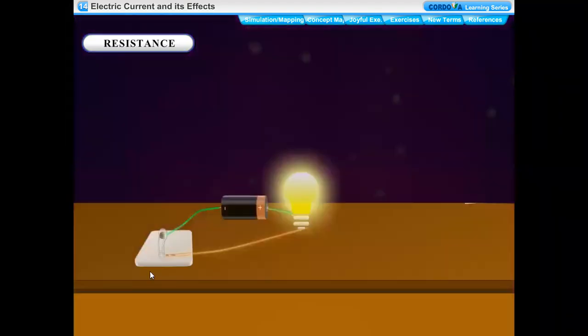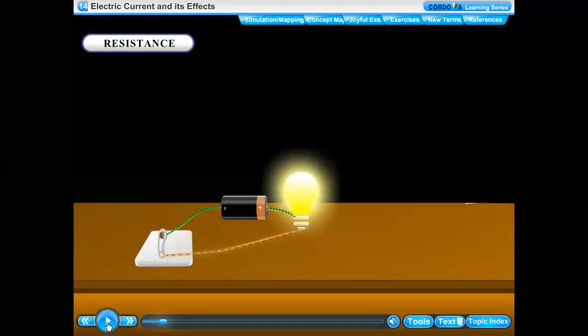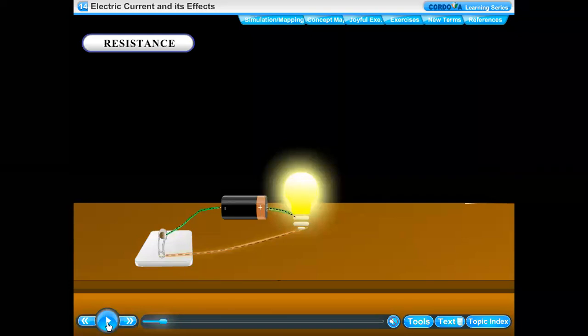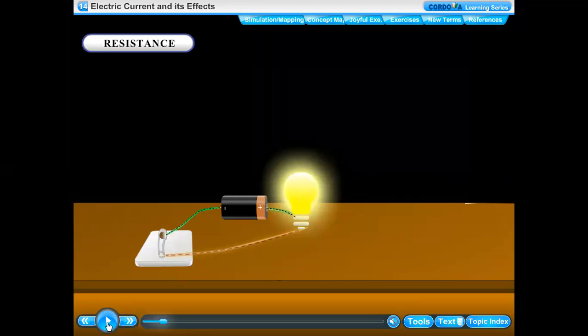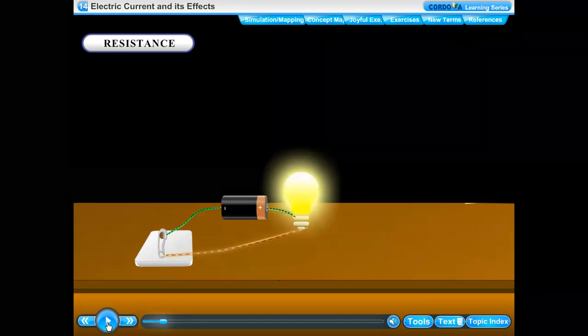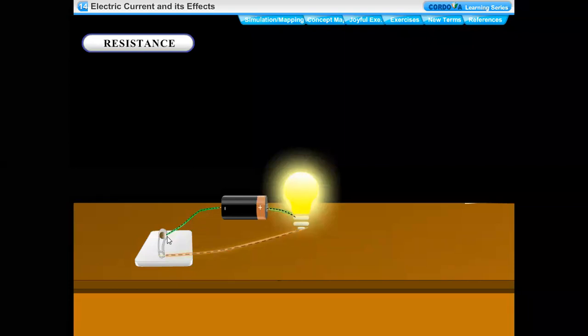Next is resistance. Resistance is a very important term. Simply, what is resistance? Resistance is simply the obstruction to the flow of current. That means it will always stop the current from flowing through the conductor. So that is the obstruction to the flow of current. You can see the negative charge carriers in the wires shown here.